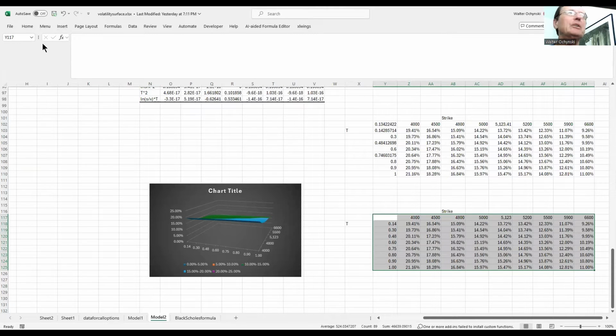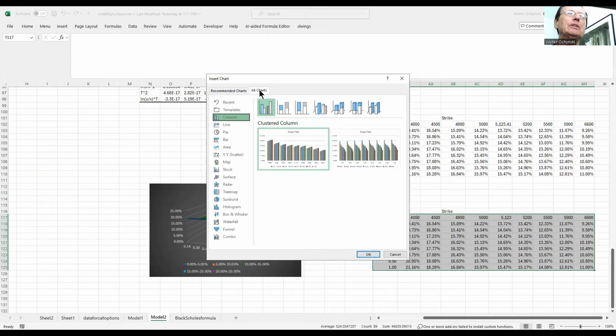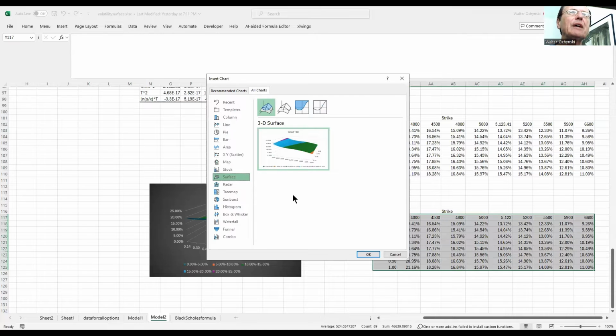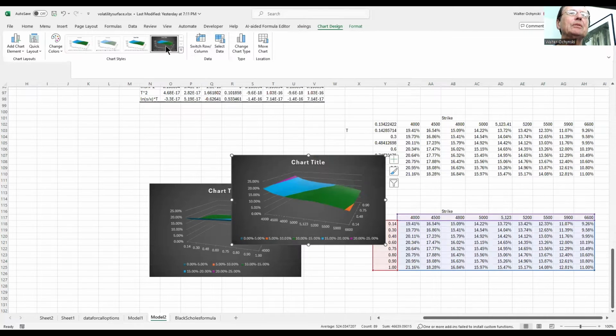So now I go to Insert, there are Recommended Charts. Okay, I want All Charts and look for the surface. Okay, I have my surface. Beautiful. I don't like this particular surface. I can go to Chart Design, and this is what I really want.